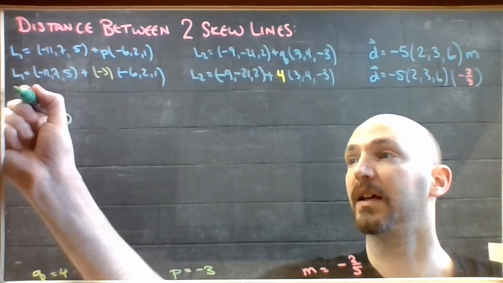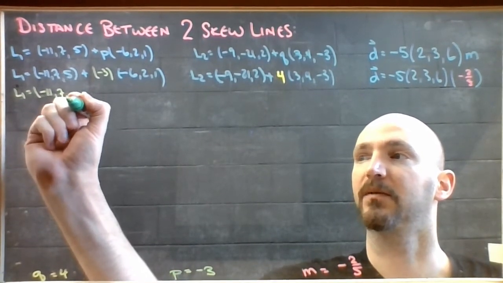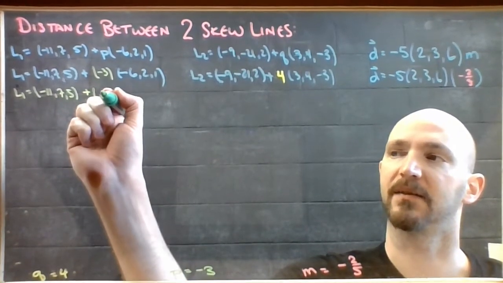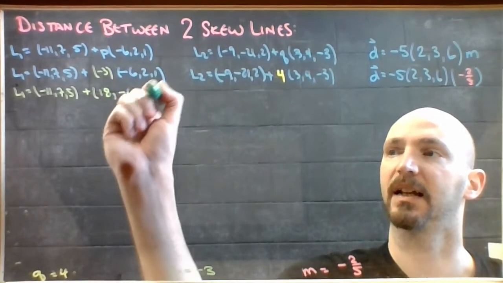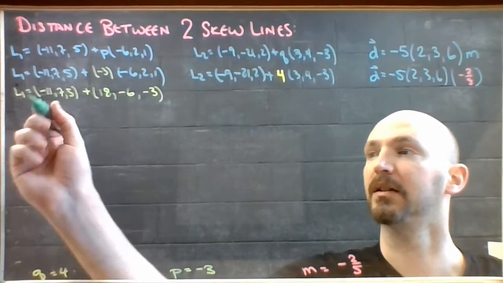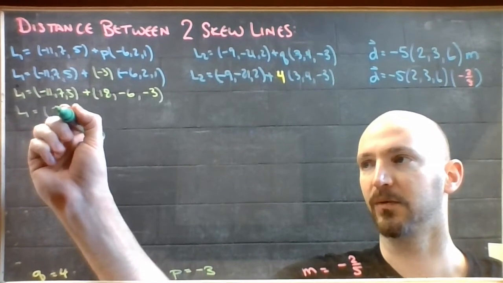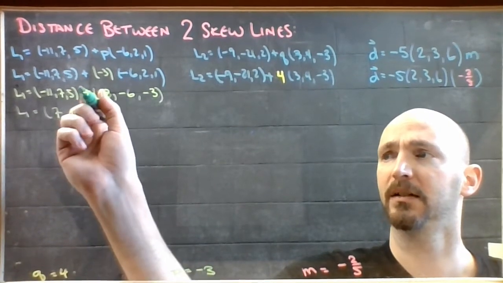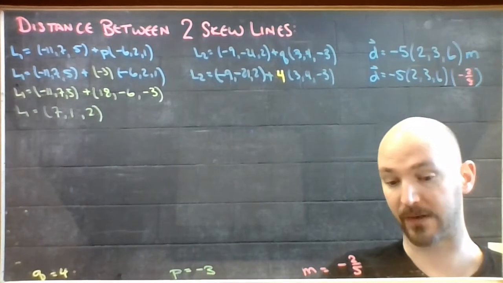So L1 then is -11, 7, 5 plus -3 times -6, which is 18. -3 times 2 is -6, and -3 times 1 is -3. -11 and 18 would be 7. 7 and -6 would be 1. 5 and -3 would be 2. So I've got that.